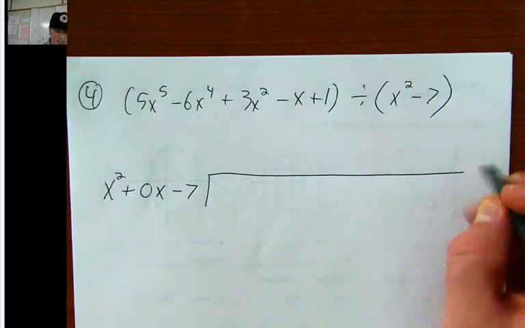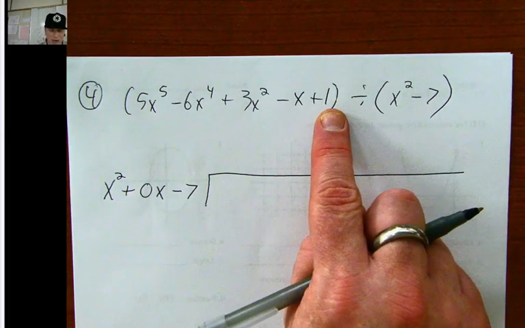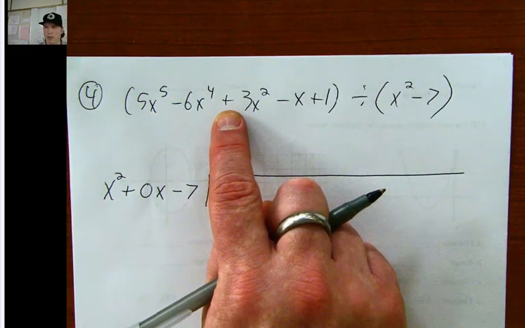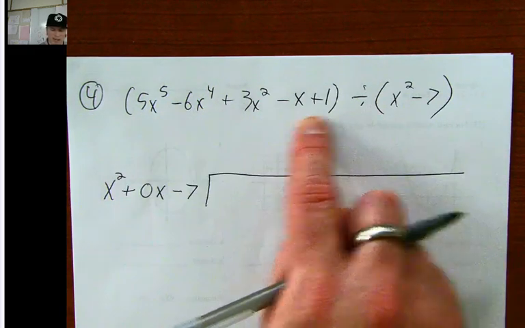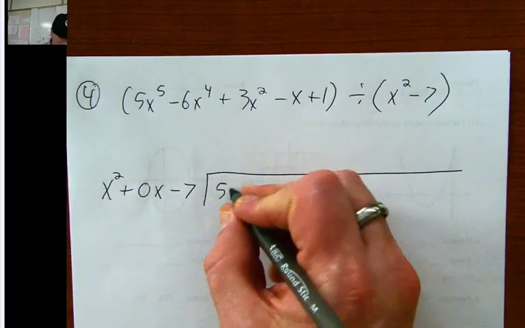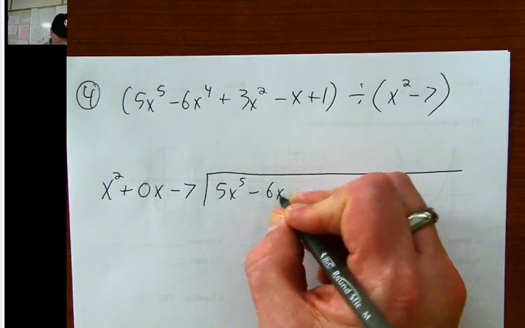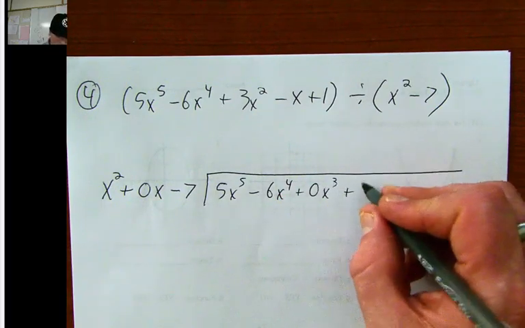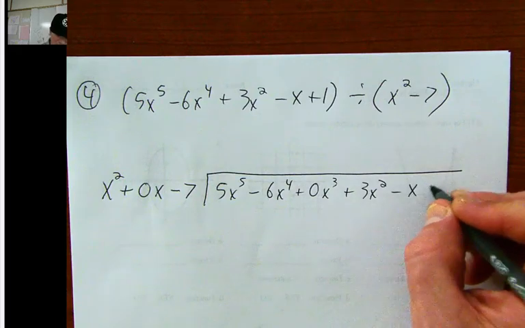Inside the house is going to go all of this stuff, and notice one of the exponents is missing, x cubed is missing. So when I write this out, I'm going to put a 0x cubed in there. So 5x to the 5 minus 6x to the 4 plus 0x cubed plus 3x squared minus x plus 1.